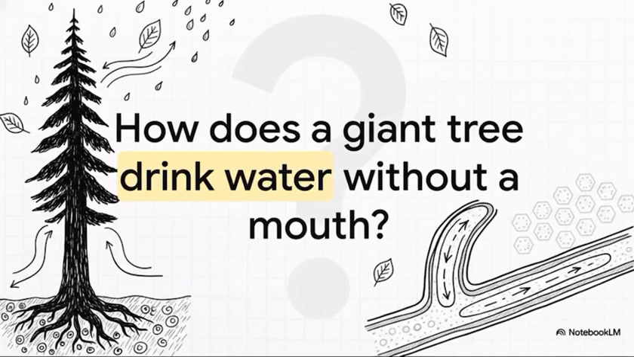I mean, really think about that for a second. You've got these giant sequoia trees, right? They can move hundreds of gallons of water from way down in the ground all the way up to their highest leaves every single day. And they do it with no moving parts. How on earth is that even possible? Well, that's the exact puzzle we're going to solve together today.